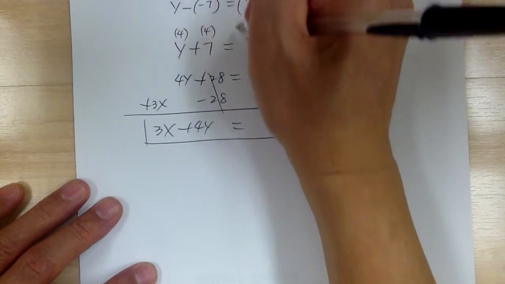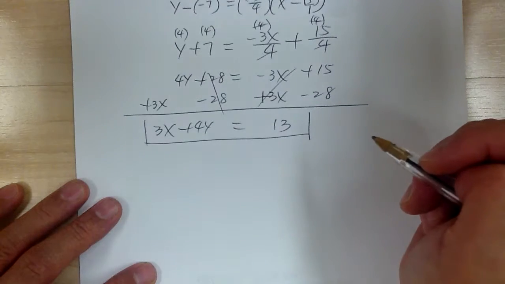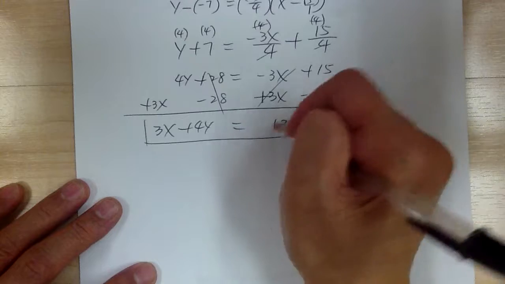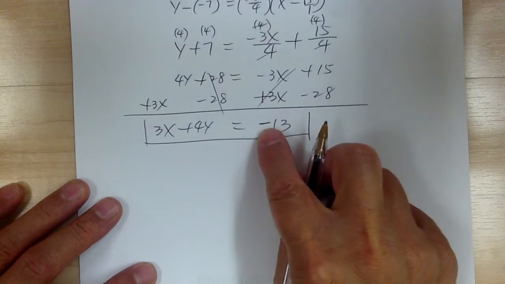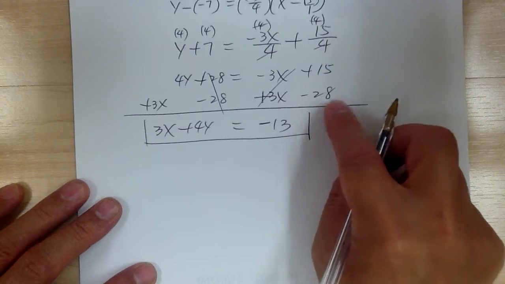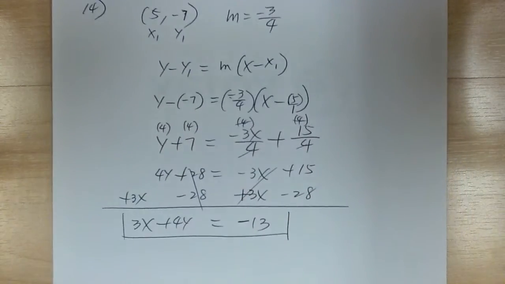Try to line up your equal signs all the way down to cut down on careless mistakes. Oh, wait, this is a negative, right? Watch out for your sign. So 15 minus 28 gives you negative 13. Okay, so just watch out for little careless mistakes.